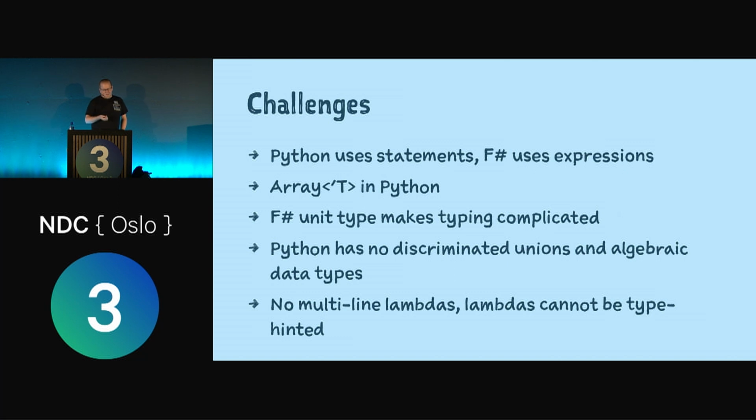And Python has no discriminated unions or algebraic data types. There's no multi-line lambda. And lambdas cannot be type hinted either. Which is why in the code I try to stay away from lambdas, because there's no good reason to use them. They are not faster. They only give you problems.